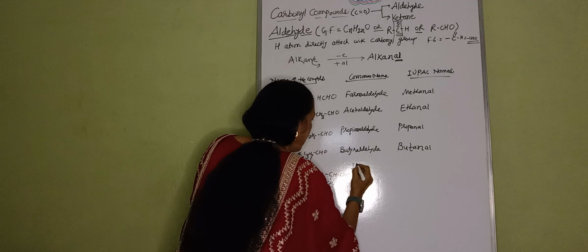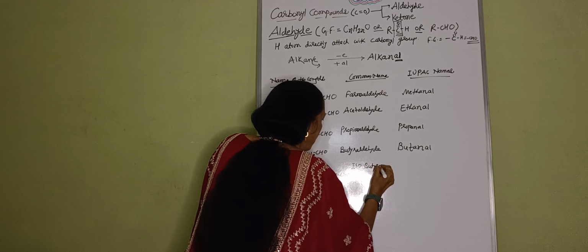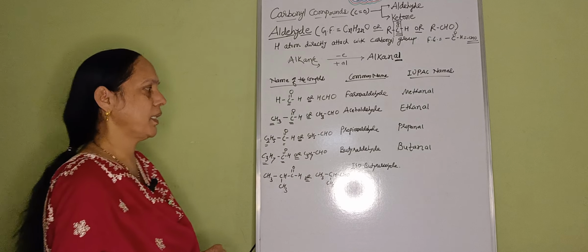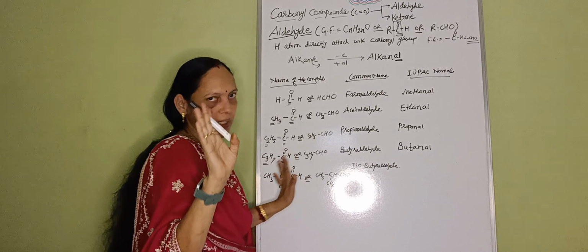The common name is a little bit difficult. The group is at the center, that's why it is called iso. How many carbons? 1, 2, 3, 4. And this is 4 carbons already. We have written butyraldehyde, so it is called isobutyraldehyde. Okay. But for IUPAC nomenclature, we now know that 4 carbons means butanal is definitely there.